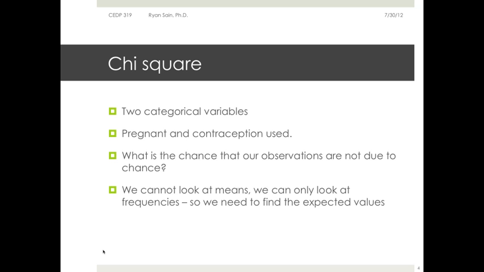So because we can't look at means, all we can do is look at those frequencies. So we need to find those expected values, right? So if everything is truly random, then we would have a really basic expected value. So what we're going to do is set up a contingency table, and then we're going to modify that contingency table a little bit based on expected distribution. So let's look at what actually happened here.